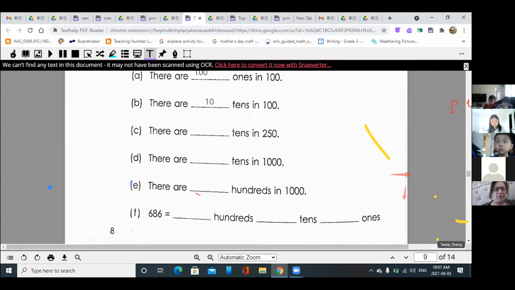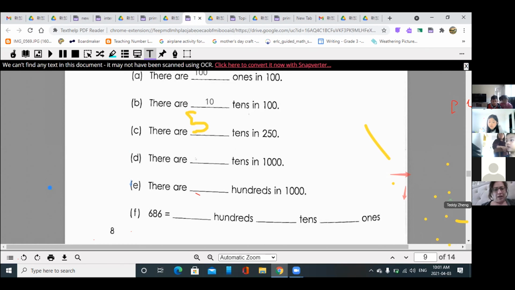Okay, guys? How about there are blank tens in 250? How many tens are in the number 250? Listen how I'm going to say it. 250. How many tens? Oh boy, somebody's writing the answer down when I didn't tell them to. But you guys are right. There are 5 tens in 250.